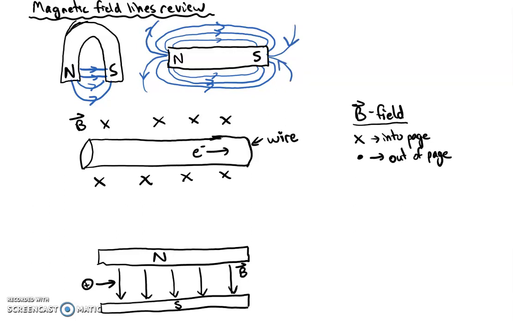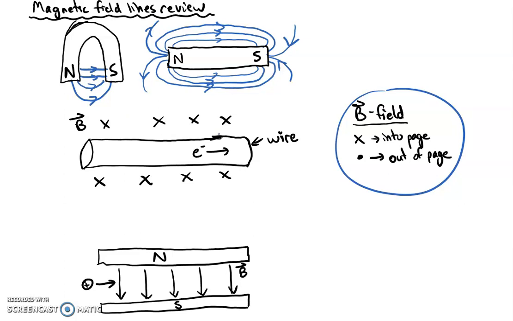Now let's put this in context of the question we're actually dealing with. Here we have a magnetic field, B, that's going into the page. Remember that if a magnetic field is going into the page, it's an X. If it's coming out of the page, it's a dot, just like we had for current earlier in grade 11 physics. So we have a magnetic field going into the page, X, and then we have electrons traveling right along the wire.